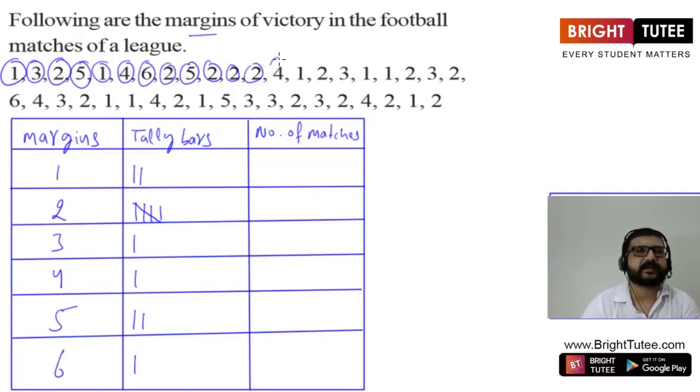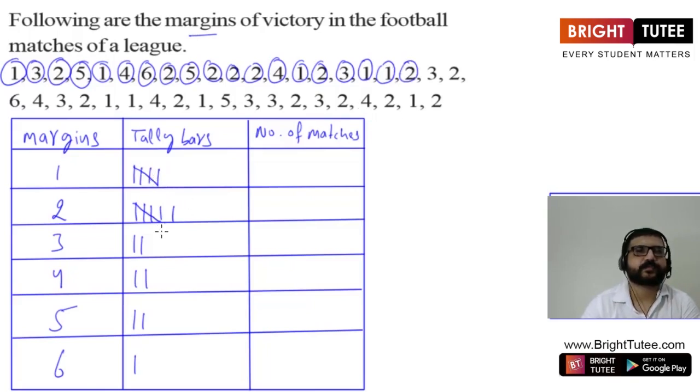And then we are having 4. So one tally bar in front of 4. And then 1. So one tally bar in front of 1. And then we are having 2. One tally bar in front of 2. And then we are having 3. So one tally bar will come here in front of 3. And then we are having 2 ones. So we will simply put 2 tally bars in front of 1. So the fifth tally bar will come like this. It will be crossing the previous 4 tally bars.